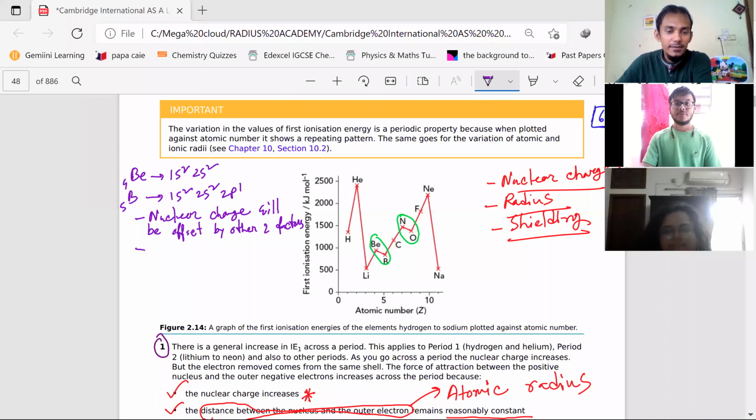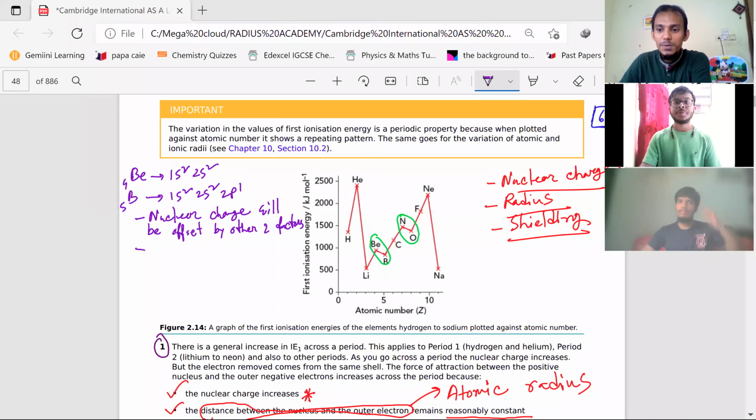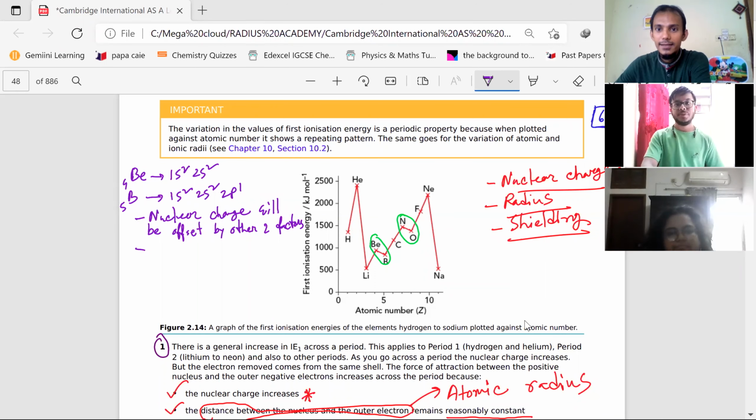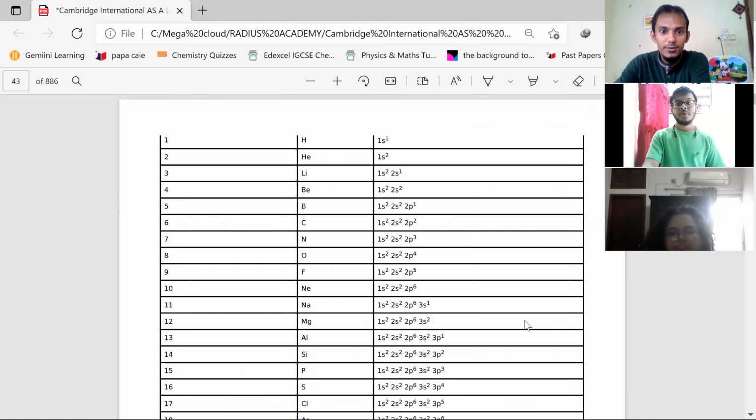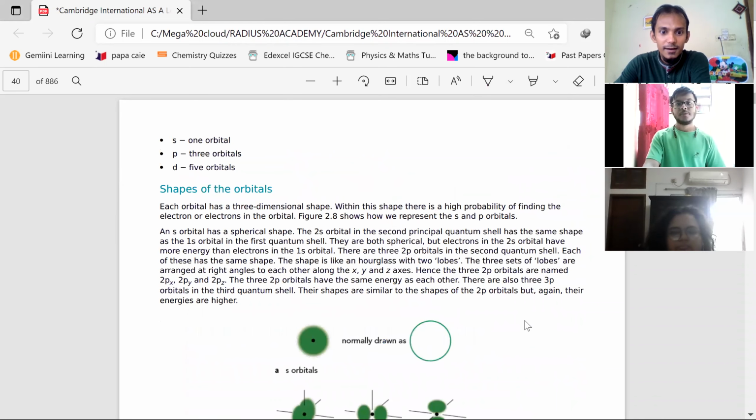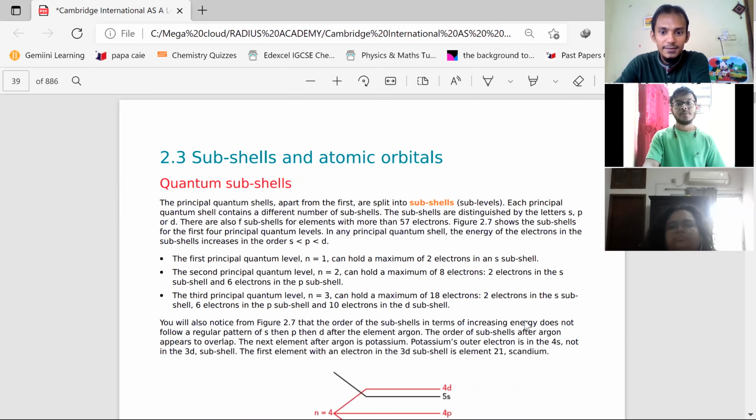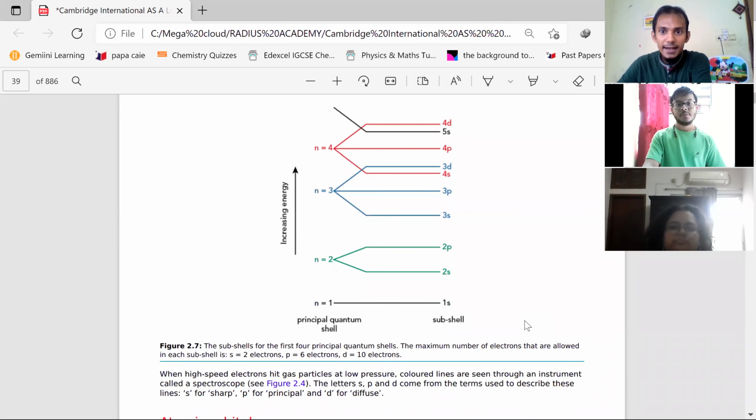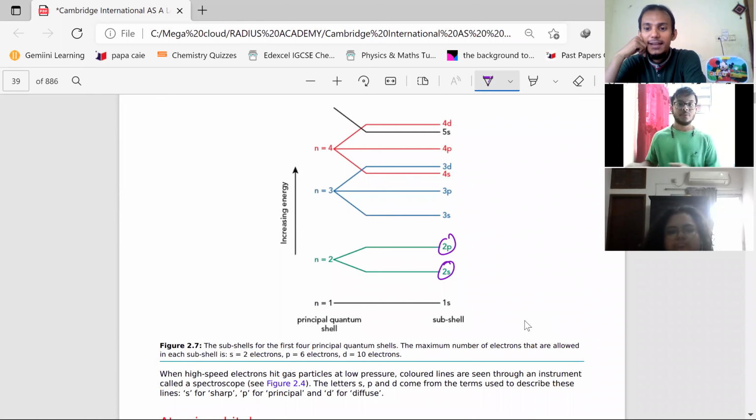Okay, so 2s and 2p, all right? So in 2p you see, 2p is a bit higher energy level than 2s. Do you understand this? 2p is a bit higher energy level than 2s. Do you understand? Yes, sir. If I go back and look at the subshells, they are arranged like this. So with increasing energy, this is 2s and this is 2p. 2p is a bit higher energy state than 2s, right?